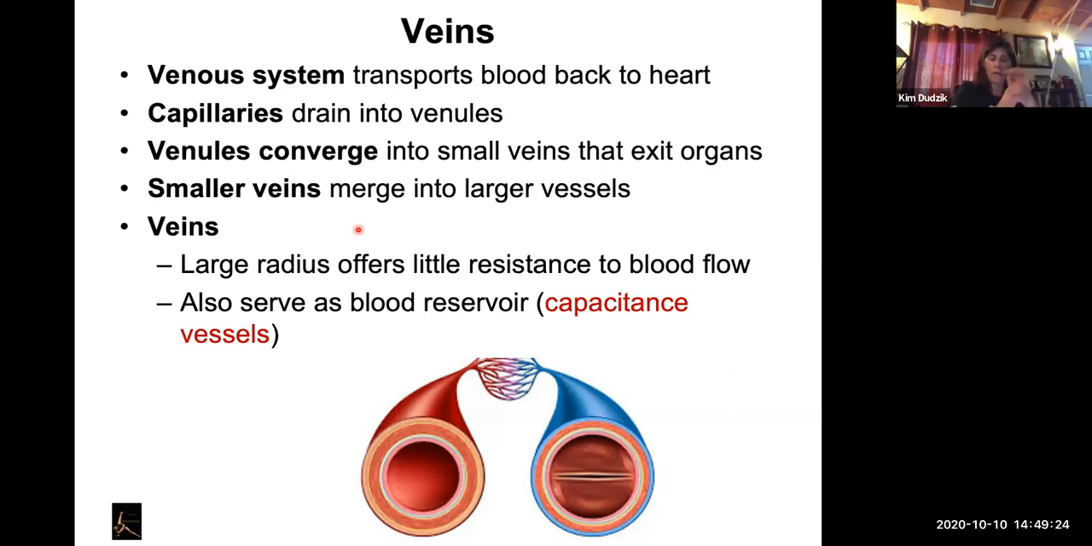We call them capacitance vessels because they have the capacity to hold blood, right? Or a blood reservoir. This is why if you nick a vein, if you cut a vein, you get a lot of blood. You bleed a lot because they just hold so much blood. And we're going to look a little bit at how that happens.